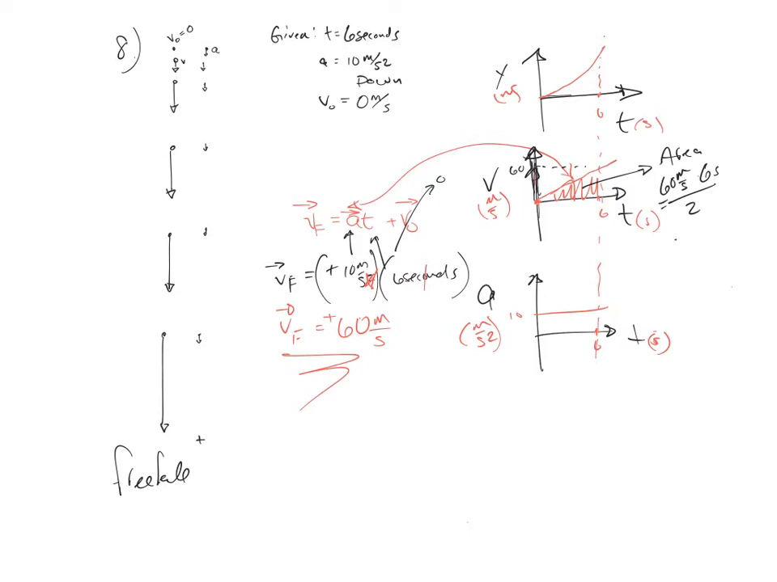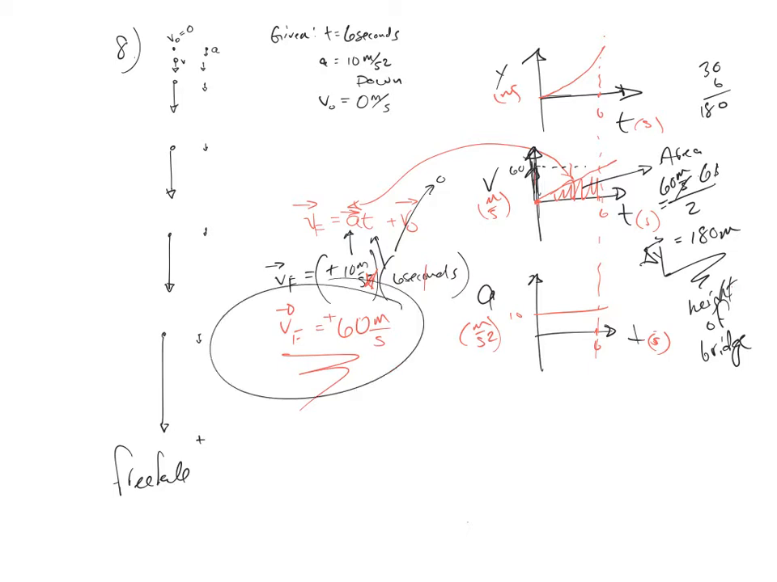And that'll give me 30 times 6. I don't know what 30 times 6 is. 6 times 3, 18. So that's 180. And the units come out to be meters because my seconds cancel. And this is my change in position. So that's going to be the height of my bridge as well. So we found the height of the bridge, and we found our final velocity at 6 seconds.